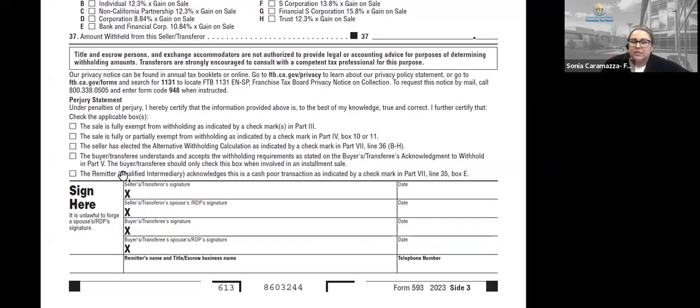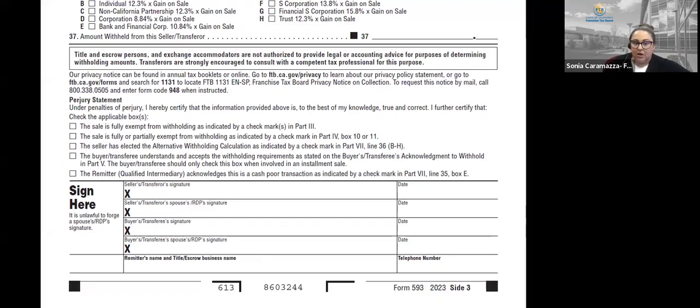Line 3 specifically. So I don't know if you guys remember our old form. If the seller is choosing to do that alternative withholding calculation, they're choosing to do withholding on their gain instead of just the total sales price. They need to elect to do so. And so by selecting that box and signing that form, that's them authorizing that they want you to do that alternative withholding.